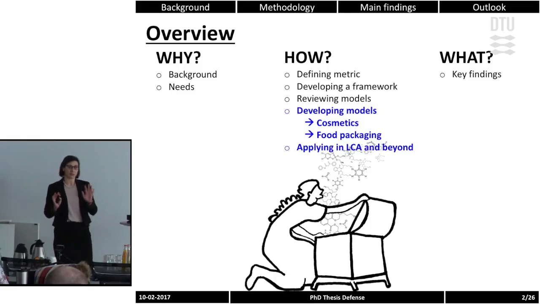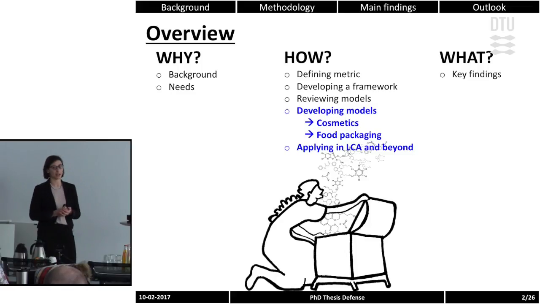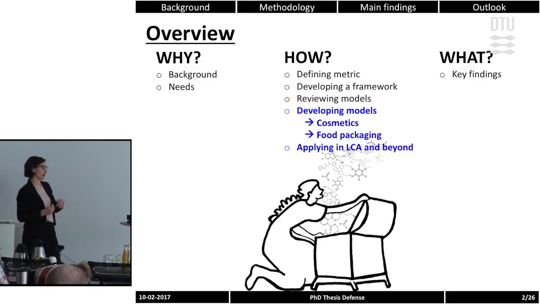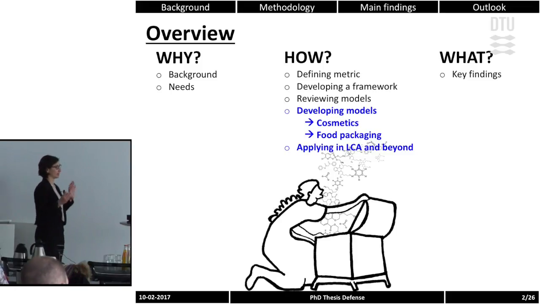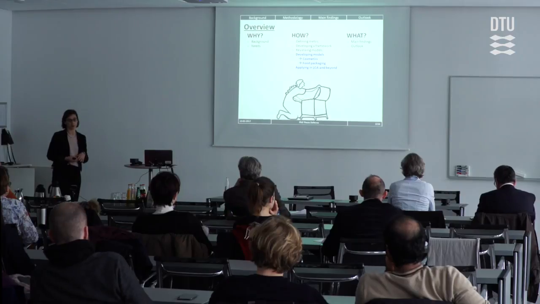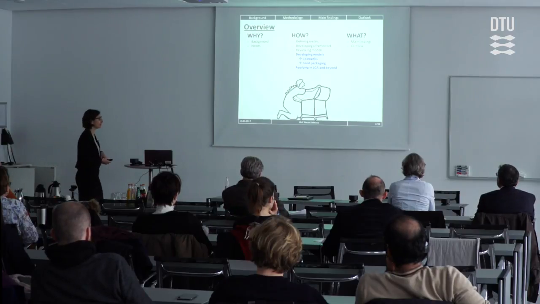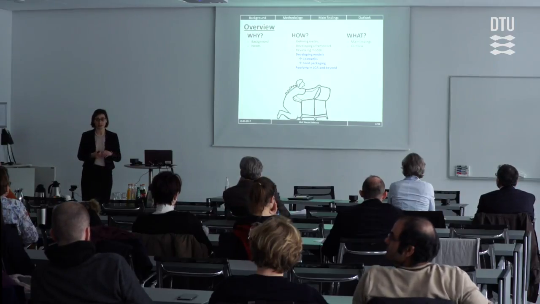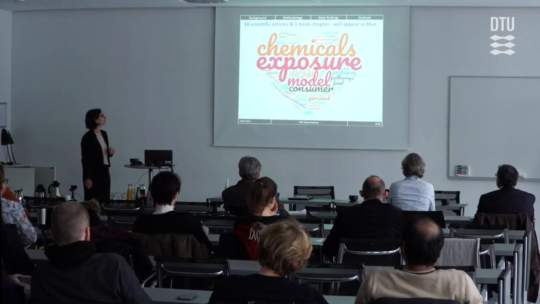The presentation will be split into two parts where I'll focus on cosmetic modeling and also food packaging modeling separately. So I'll go over the methods and then the results for the cosmetics and then the methods and the results for the food packaging later on. But first I'll go over these first three bullet points. And really the developing of the models was the focus of my work. And then I'll leave you with some of the main findings and the outlook.